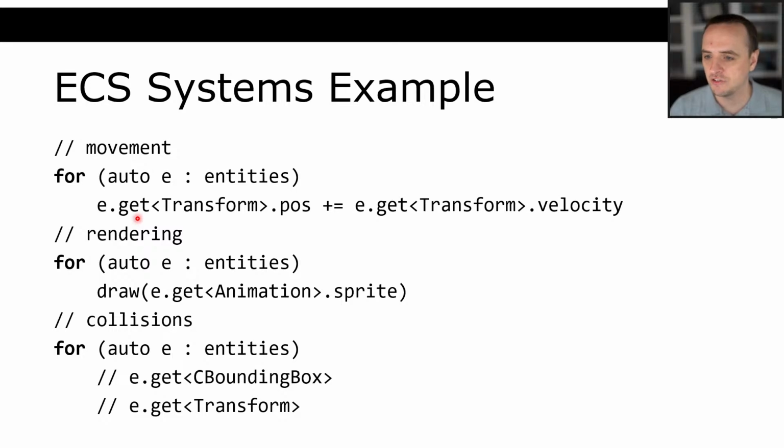Let's look. Well, here's our movement system. For example, for each of our entities, take the velocity and add it to the position. That's the whole movement system, basically. Here's our rendering system. Draw the sprite. That's it. Draw the sprite. Here's our collision system. Do something with the bounding box and do something with the transform component. So let's color code this.